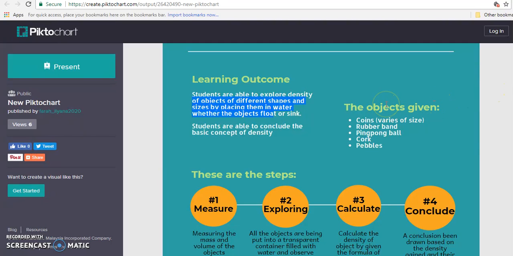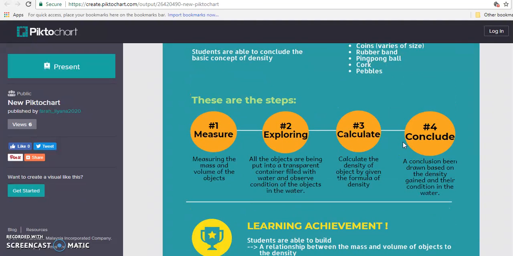So these are the objects given, which are coins. There are various sizes of coins: 50 cents, 1 ringgit, the old 1 ringgit, 5 cents, 10 cents, 20 cents. And we also have a rubber band, ping pong ball, cup, and also pebbles. Also, it is free. Students can also add any objects they want.